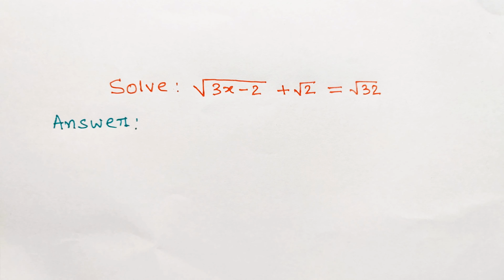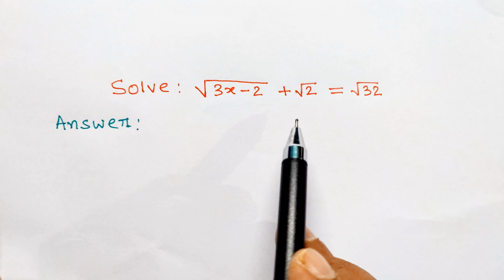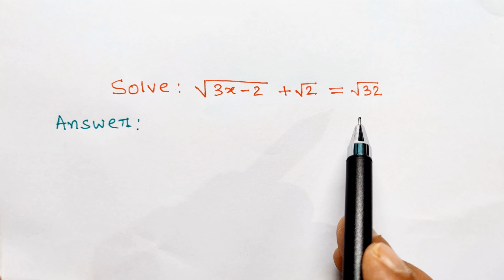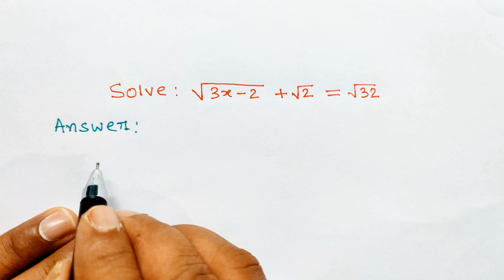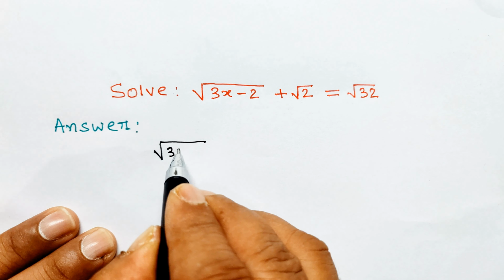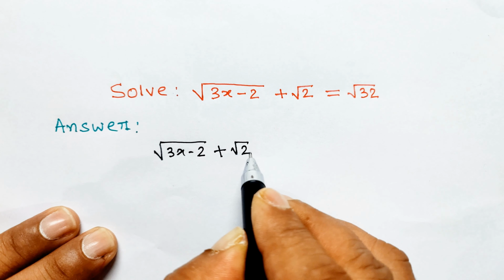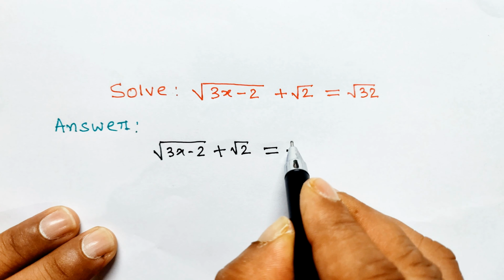Hello everyone, in this video we are going to solve this radical equation. Square root of 3x minus 2 plus square root of 2 equal square root of 32.